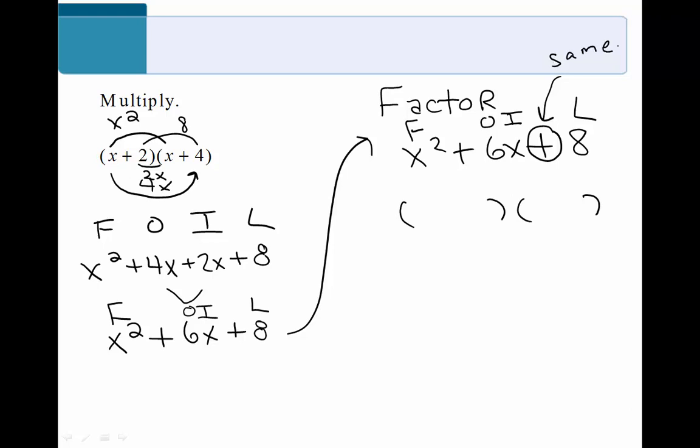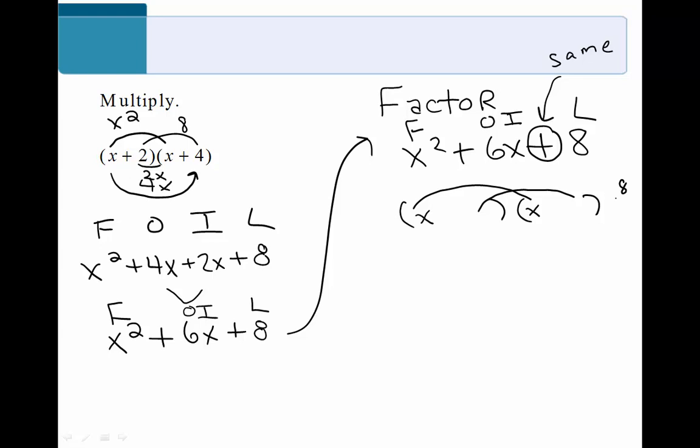That means they're either going to have to both be positive down here or both be negative, and we can just wait to determine that. So we know that this times this has to be x squared. So we know x multiplied by x is x squared. We also know our L, our last, this multiplied by this has to be 8.